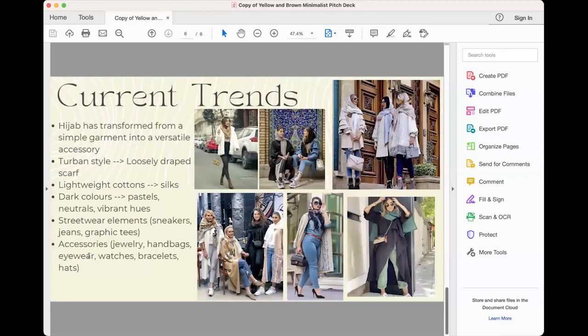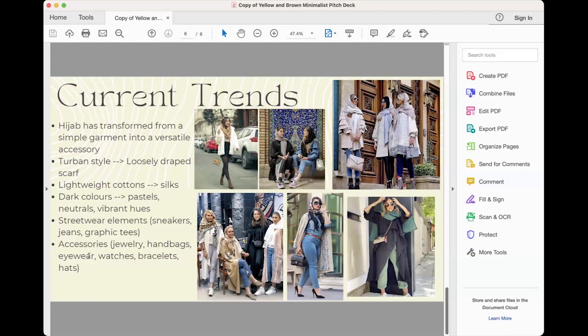Currently, despite the regulations, young Iranians have carved out a space for personal expression that navigates the official dress codes while engaging with global fashion trends. For women, the hijab has transformed from a simple garment into a versatile accessory that reflects individual style and preference. This transformation is evident in a diverse array of styles now visible in urban areas, from the turban style, which wraps around the head and covers the hair and the neck, to the loosely draped scarf that allows for a more relaxed fit.